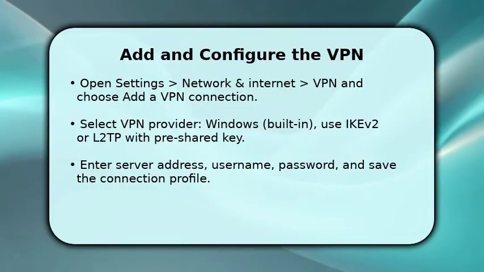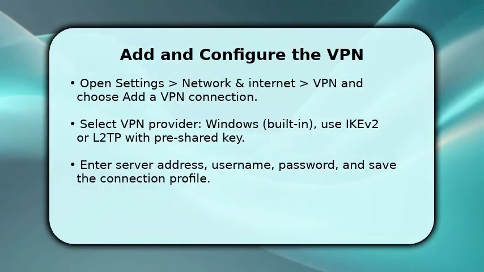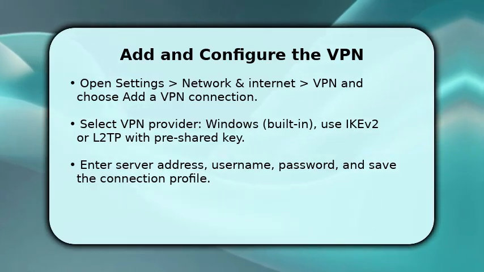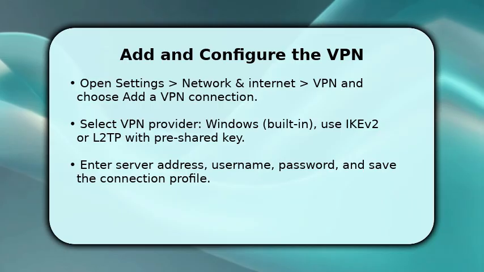Open Settings and navigate to Network and Internet, then select VPN and add a VPN connection. For VPN provider, choose Windows and name the connection with a clear label for future use.